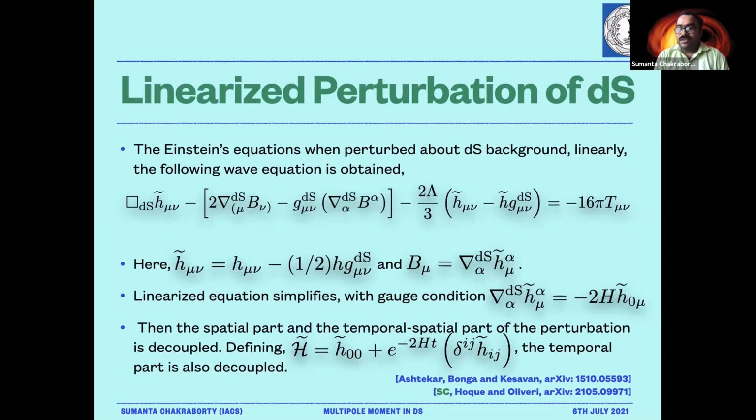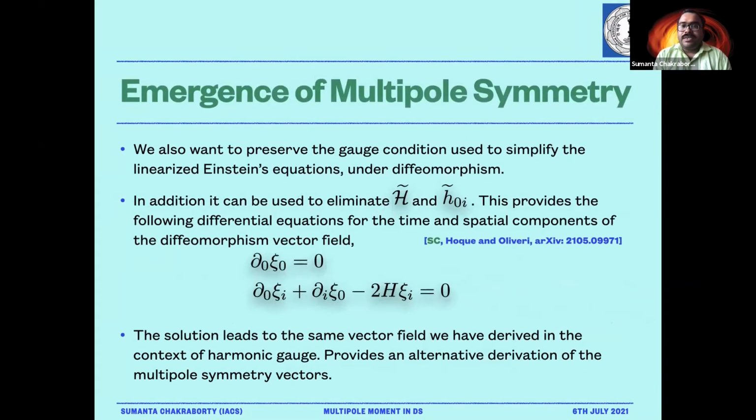The consequences of these equations would be important if one wants to generalize this approach to the case of Thorne, the way Thorne computed the multipole moments, and that is something we are currently pursuing. However, the multipole symmetry again emerges if we want to preserve the gauge condition. So we had a gauge condition that the covariant derivative of H, the trace-reversed perturbation, should be equal to -2 times the Hubble parameter times H tilde 0. That gauge condition we want to preserve.